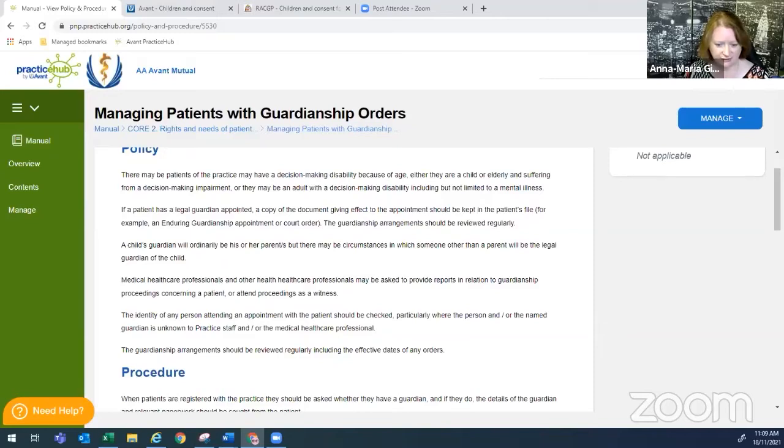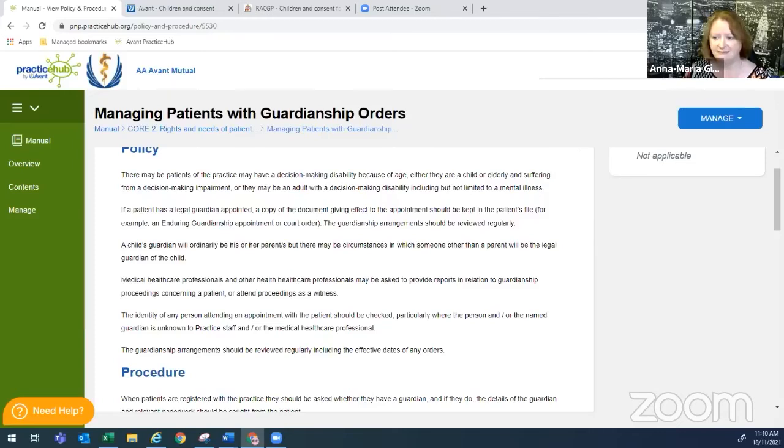I'm just going to backtrack slightly. The question, sorry: does the procedure for children and parental responsibilities outline the specific inquiries to be made and to which authorities? This is not covered under that particular policy. I think that is beyond the scope of that particular policy, but there certainly are mandatory reporting requirements which would be important to go and review through things like the APRA website and the Medical Code of Conduct as well. So back to our managing patients with guardianship orders.